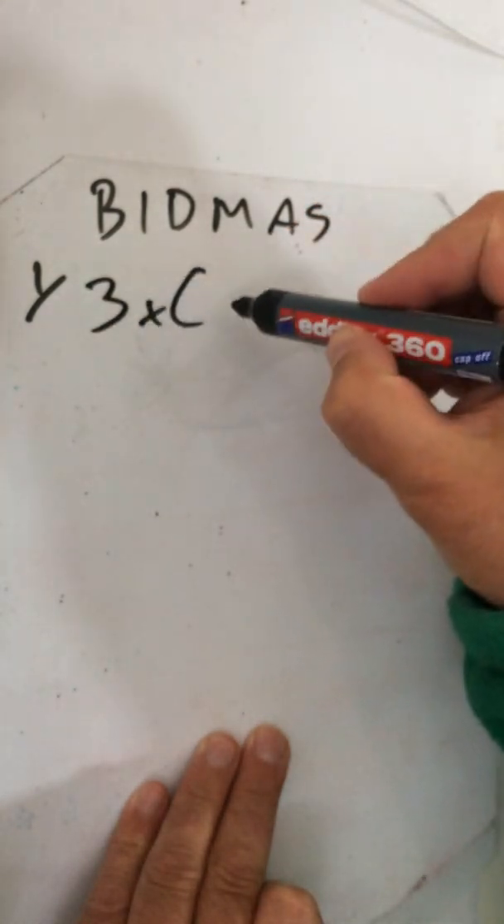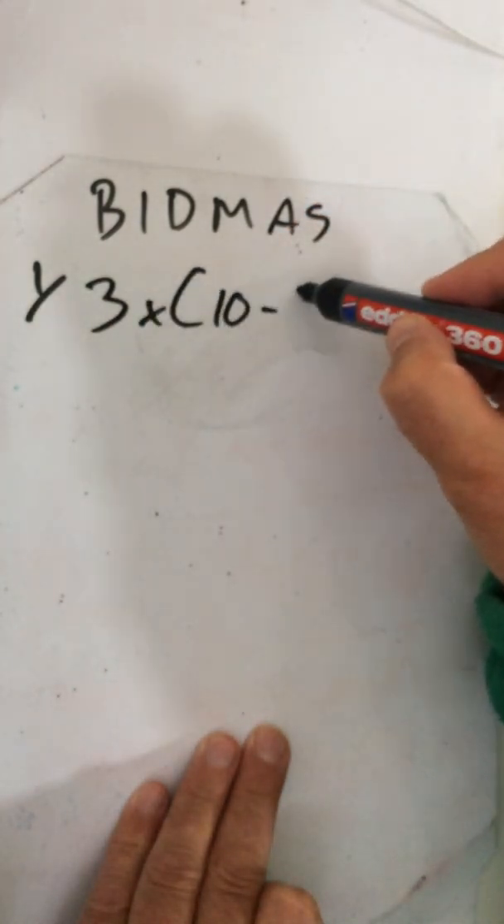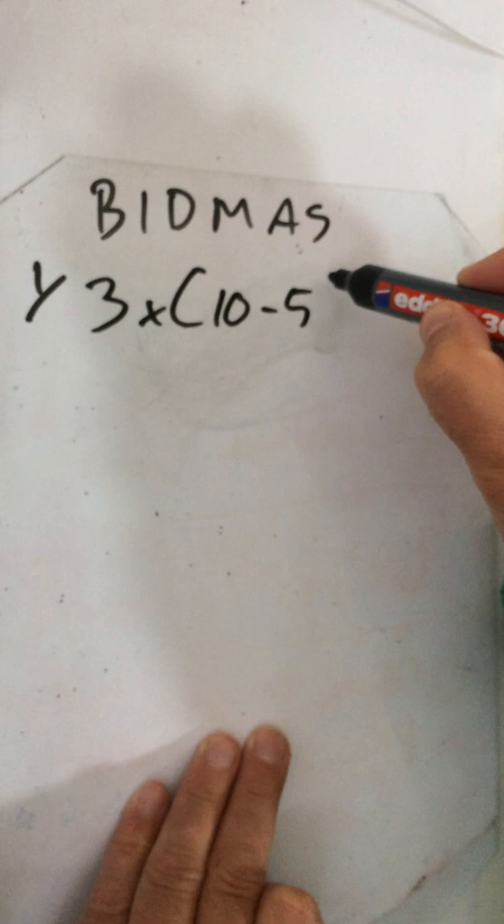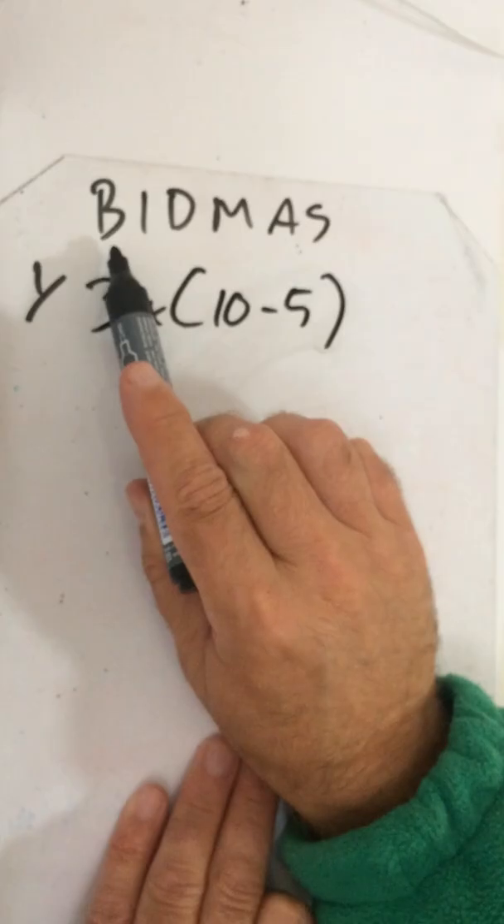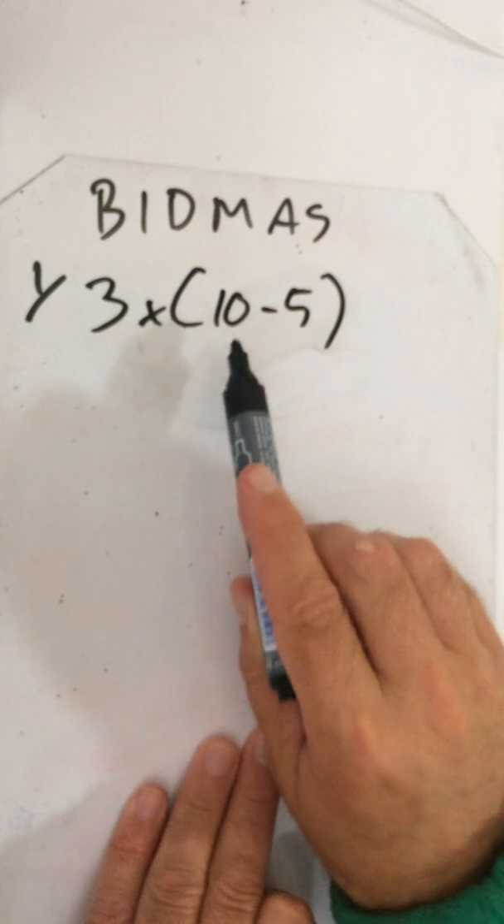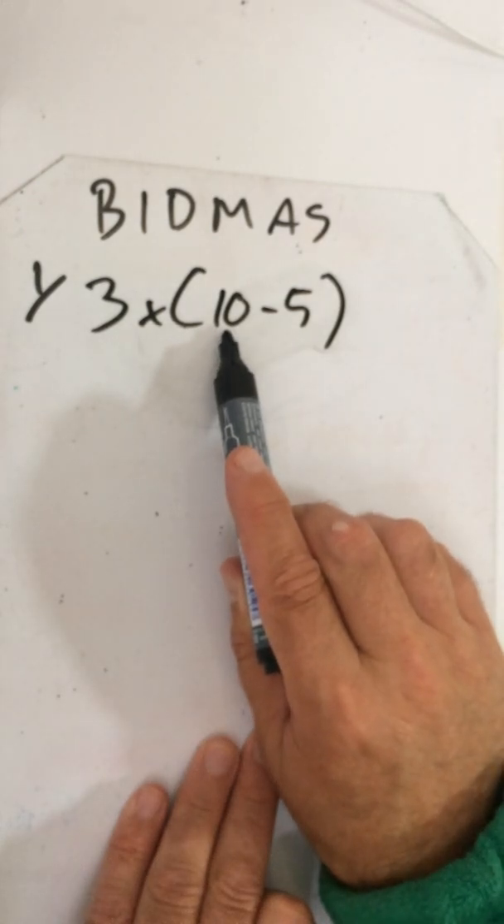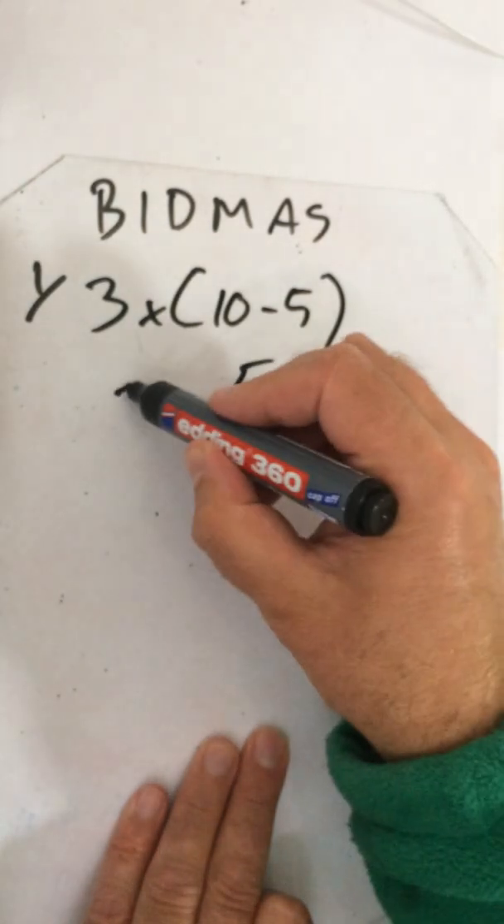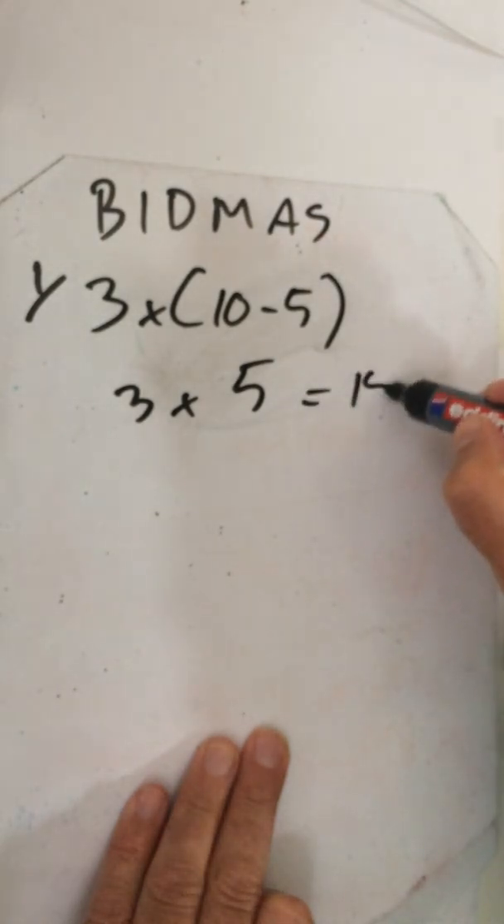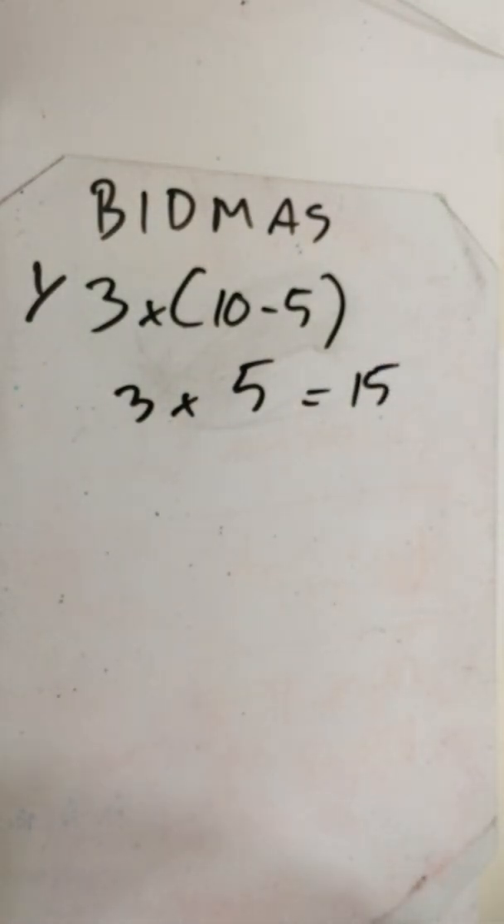Okay, 14. Let's have a little look at question 2. 3 times, in brackets, 10 take away 5. BIDMAS tells us I must do the brackets before I do anything else. So whatever the sum is in the brackets, 10 take away 5 is 5. 3 times 5, 15.